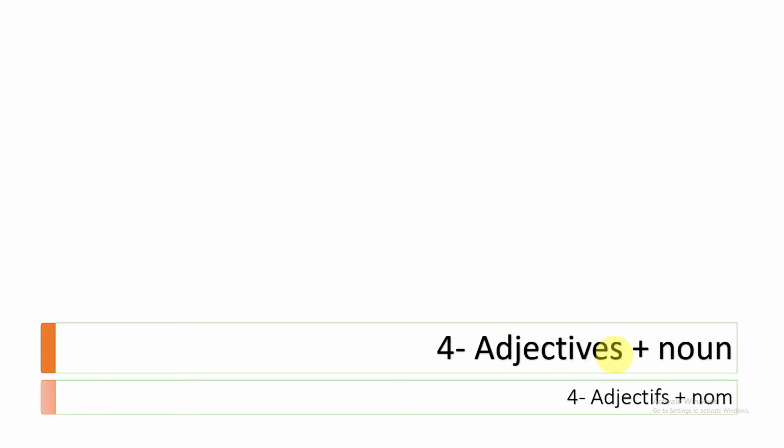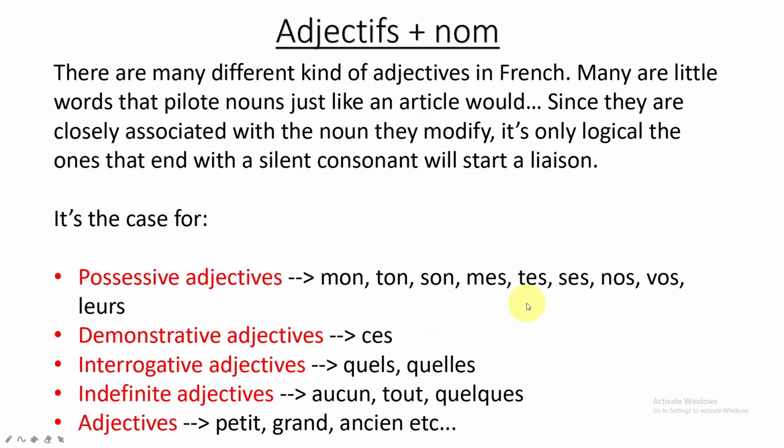Between adjectives and nouns. Entre les adjectifs et les noms. There are many different kinds of adjectives in French. Many are little words that pilot nouns just like an article would. Since they are closely associated with the noun they modify, it is only logical that the ones that end with a silent consonant will start a liaison.